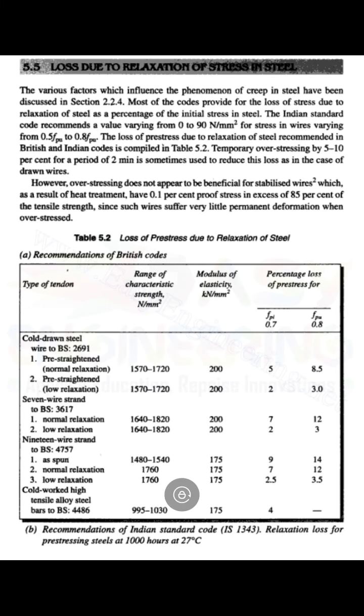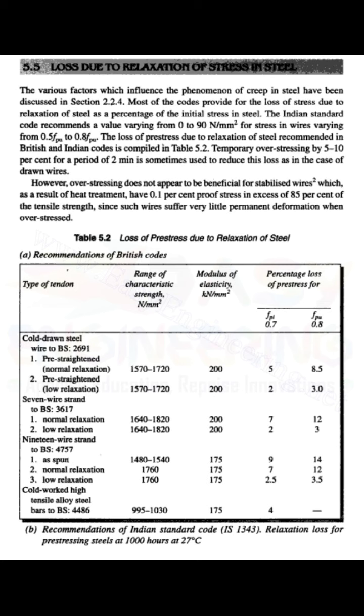Next is the loss due to the relaxation of the stresses in the steel. Due to creep, there will be a loss of the stresses in the steel. When the stress in the steel is more than half of its yield stress, there will be creep in the steel, and the pre-stress force falls as a result of the creep, so there is a loss of pre-stress.